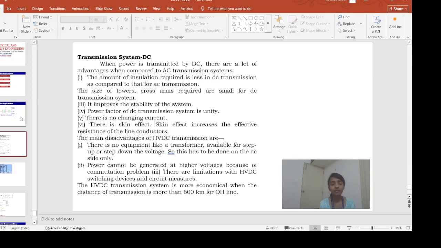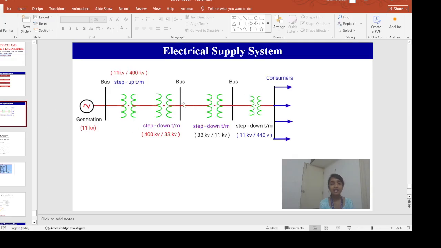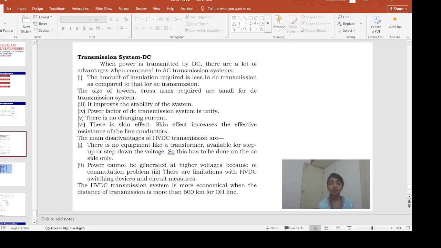so what we have discussed over here is an AC transmission system. We are generating the AC voltage and finally we are utilizing that AC voltage. But what if the transmission system is DC? When the power is transmitted by DC, there will be a lot of advantages if we compare with the AC transmission system. So what are these?